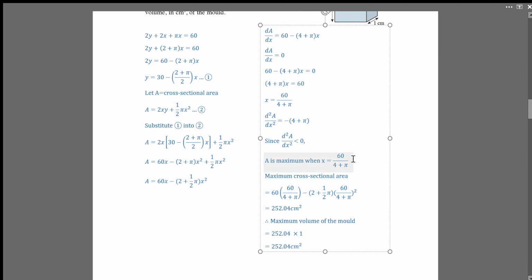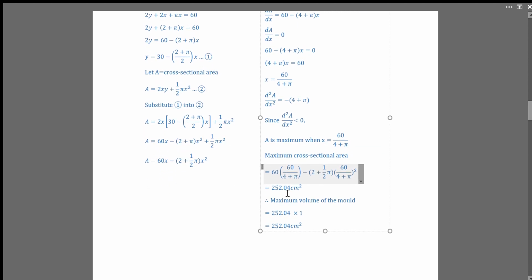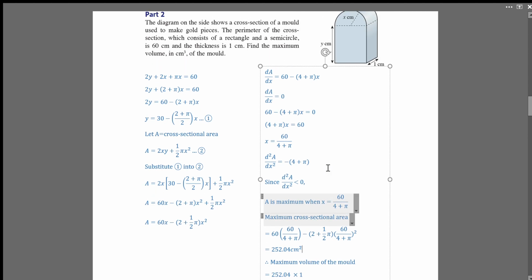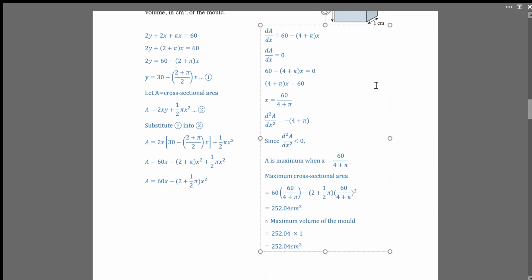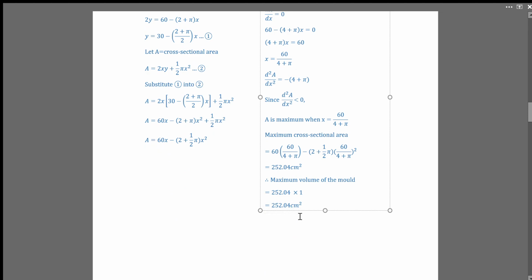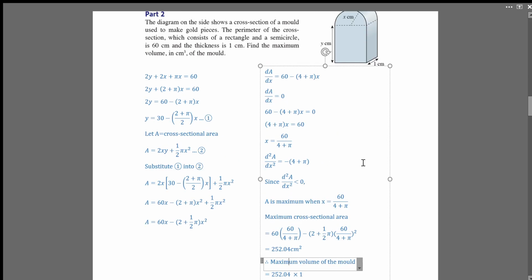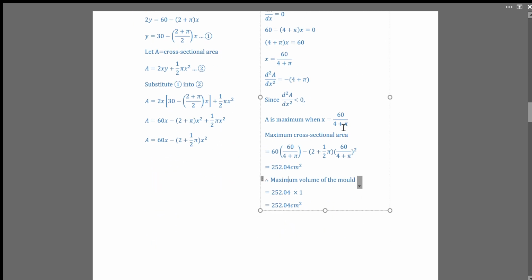I substitute the x value into it and I get the maximum cross-sectional area, which is 252.04 cm squared. This is the cross-sectional area. In order to find the volume, I will multiply by 1, so it is the same answer, but the difference is that it is the maximum volume of the mold. So this is my final answer.